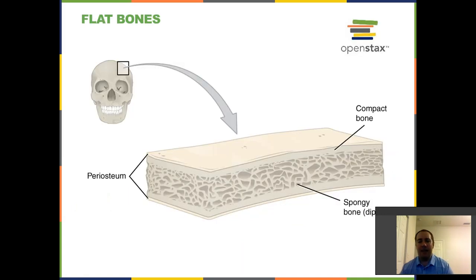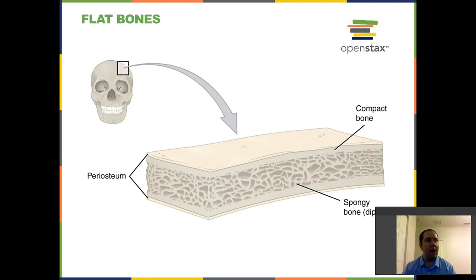Here again we see that flat bone. This is a skull bone. We see the spongy bone very clearly in the middle of that, and then there is compact bone on the top and the bottom. So what did we say was the primary function of skull bones? To protect the brain.